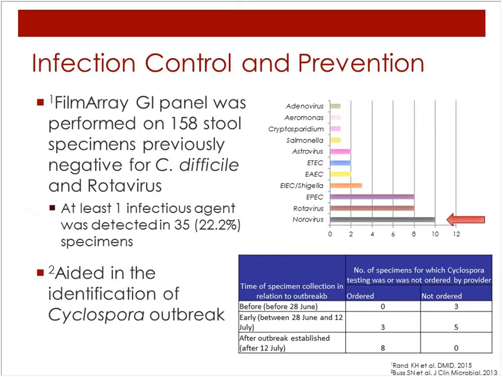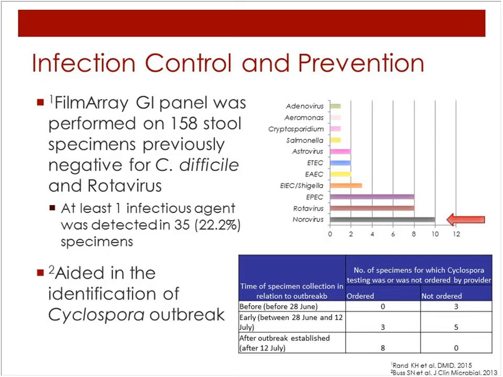The first, on the top, is a study that looked at 158 stool samples that were previously found to be negative for C. difficile and rotavirus. These samples were tested on the GI panel, and an additional 35 samples were positive from the GI panel with at least one infectious agent. The top pathogen that was detected was norovirus, followed by rotavirus in the study. So the detection of the additional rotavirus really raises concerns for sensitivity by the traditional method.